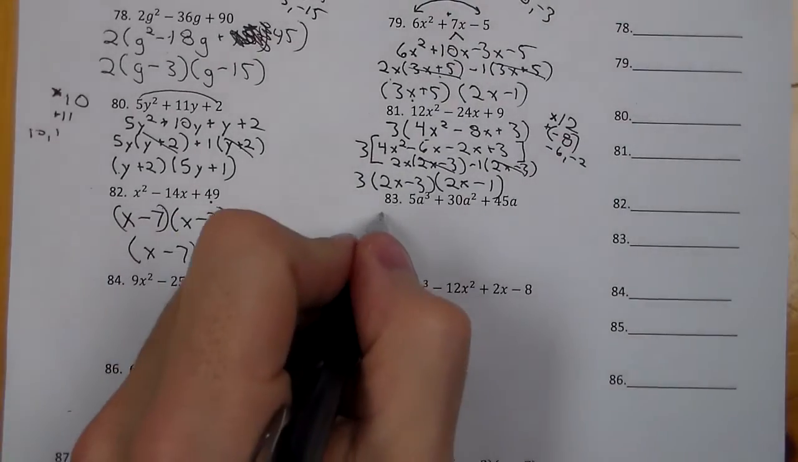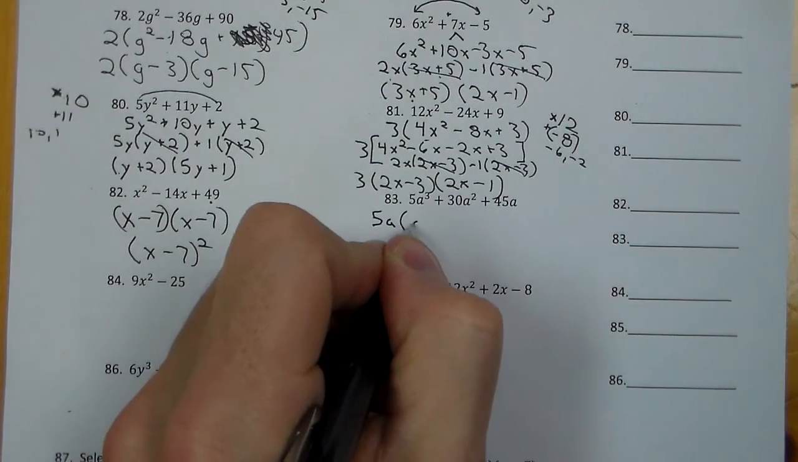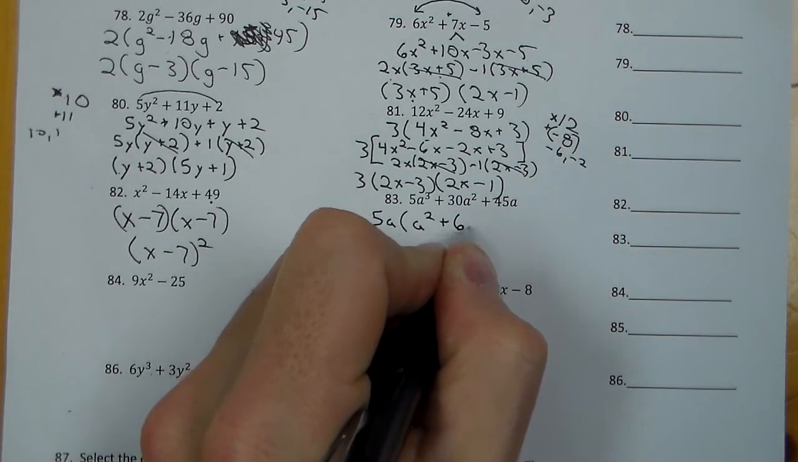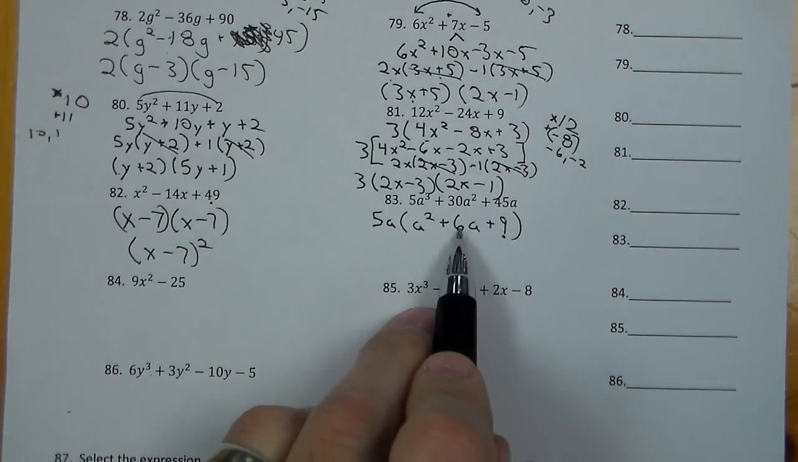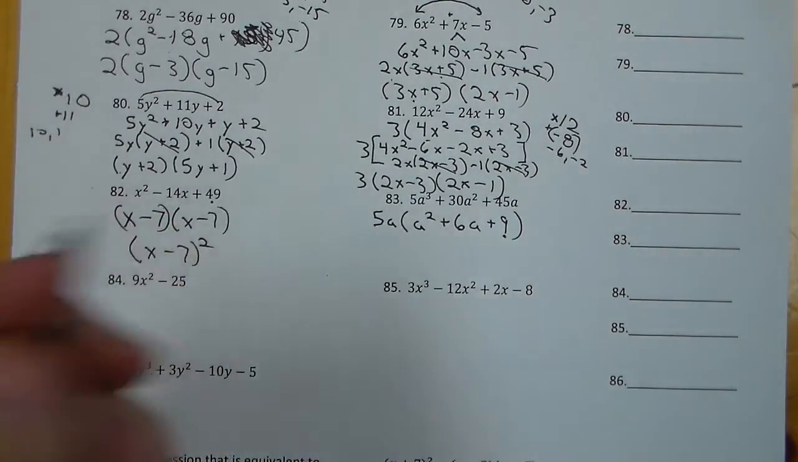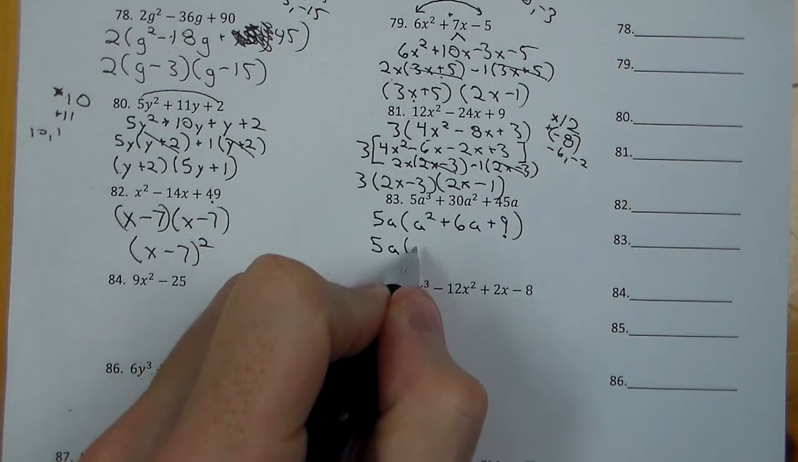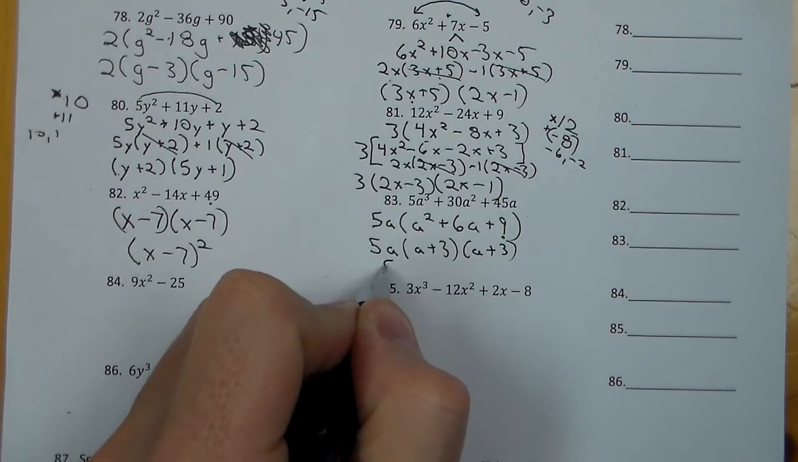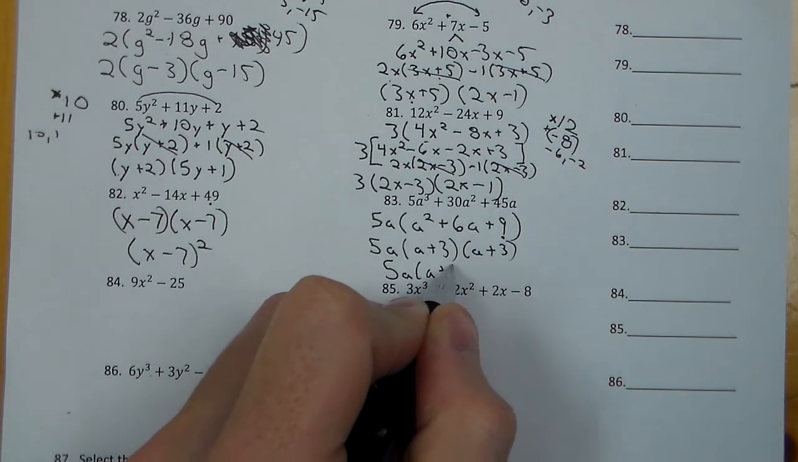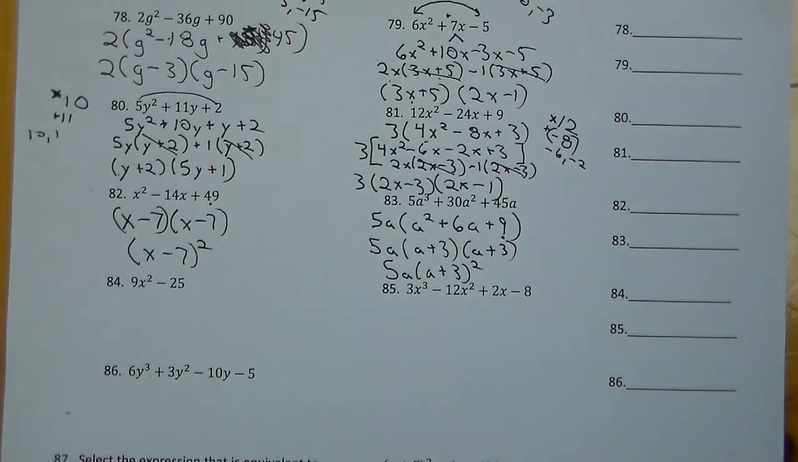For number 83, I'm going to factor out a 5a first. I'm left with a squared plus 6a plus 9. Here, what do I multiply by 9 to add to 6? It would be 3 and 3. So it's going to be 5a, a plus 3, a plus 3, or they would write that as 5a and then a plus 3 squared.